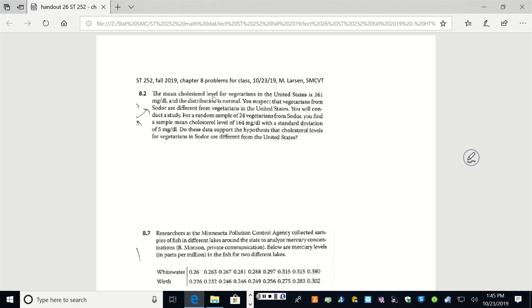All right, do you know where Sodor is? Ever heard of Thomas the Train? Yeah. Thomas the Train drives on the island of Sodor. I don't know if that's where this is, but you know.